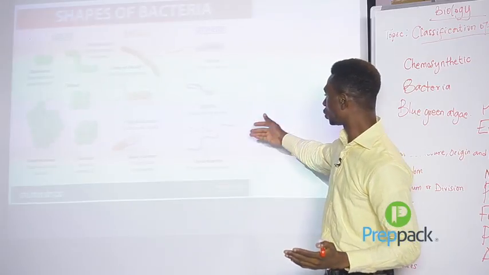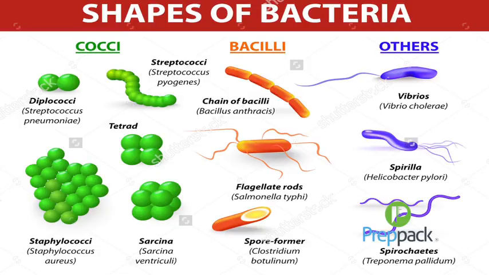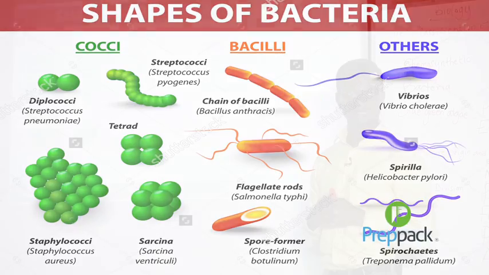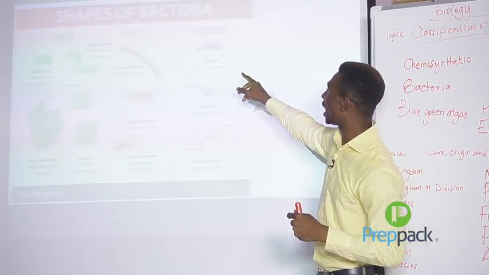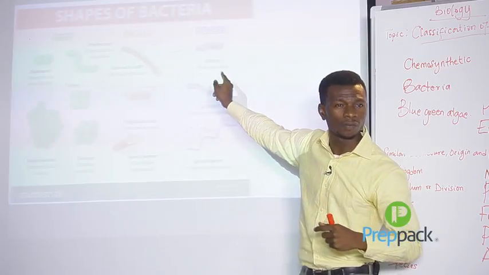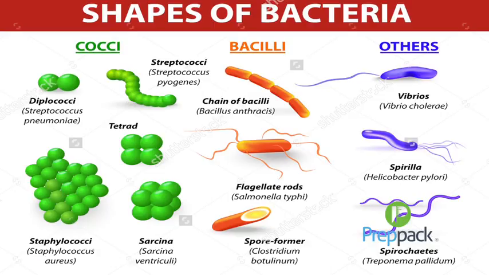And of course, some are comma-shaped. We call them vibrio. And of course, the spirilla. We also have the spirochetes. Now, the vibrio bacteria has a flagellum protruding from the end of the bacterium. And what is the flagellum's purpose? It is for it to be able to carry out the process of locomotion or movement.